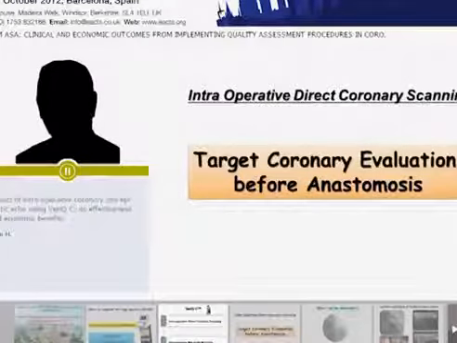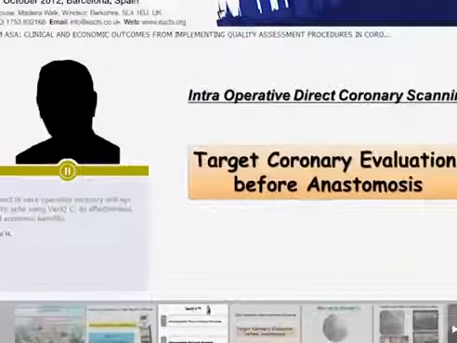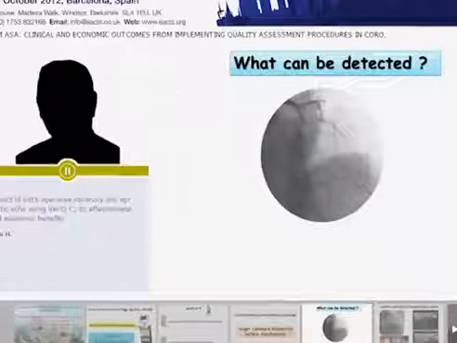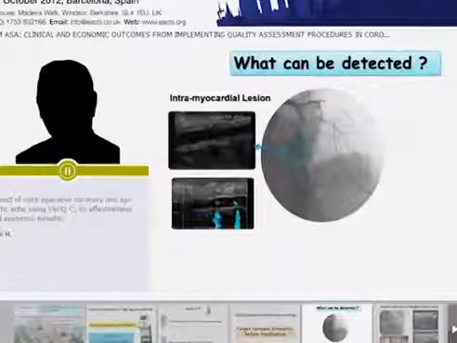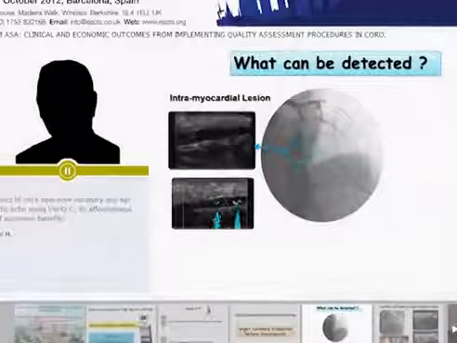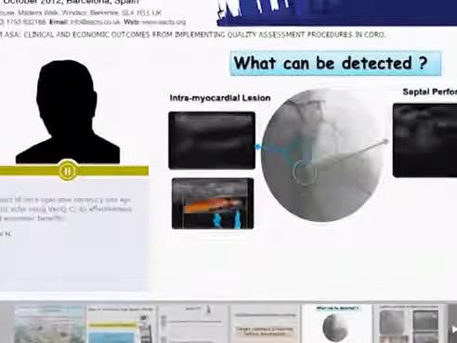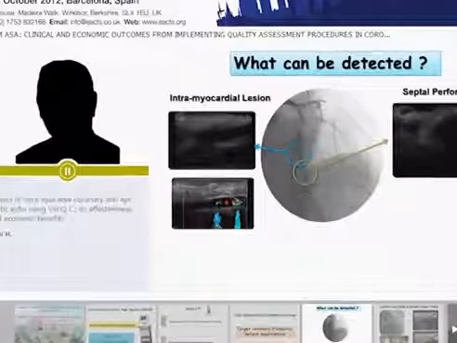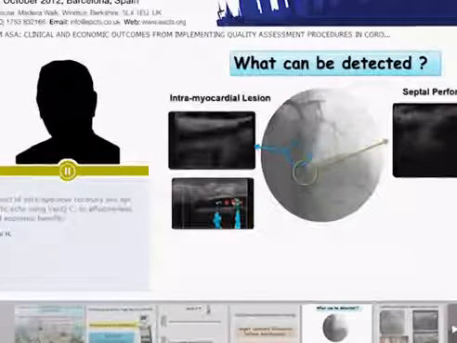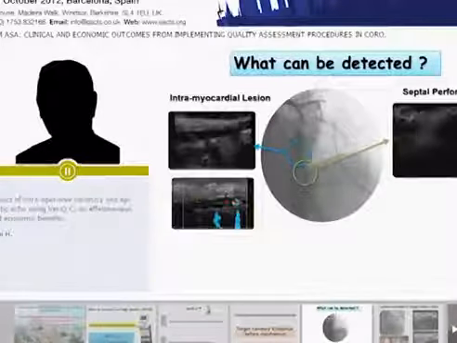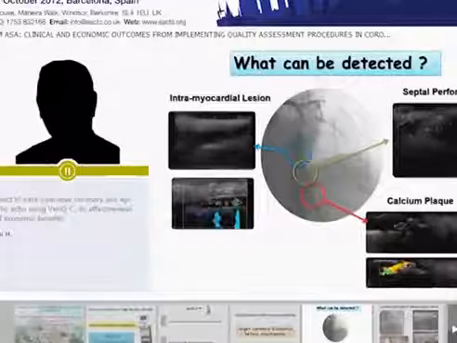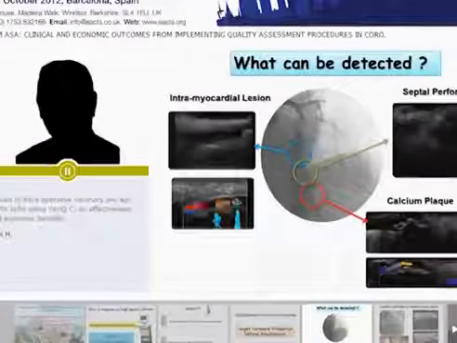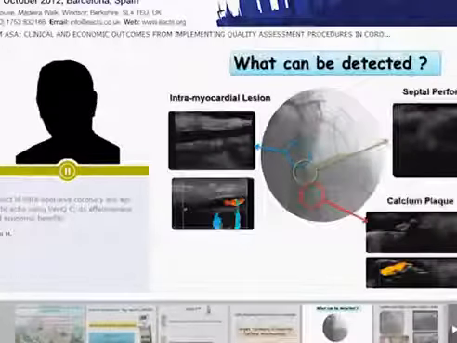Intraoperative direct coronary scanning: before the anastomosis, we start target coronary evaluation. So what can be detected? Intramyocardial lesions are very clearly detected. When there is a septal perforator, you can see it, because during the OPCAB procedure you put the purse-string sutures, so you can avoid that kind of injury to the septal perforator. And if there is a calcium plaque, we can easily detect it.